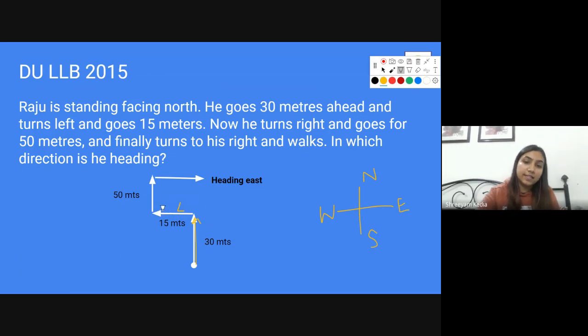Now he's facing west. So for him, if he's facing this side, his right would be this and this would be his left. And what does the question say? That he turns right.